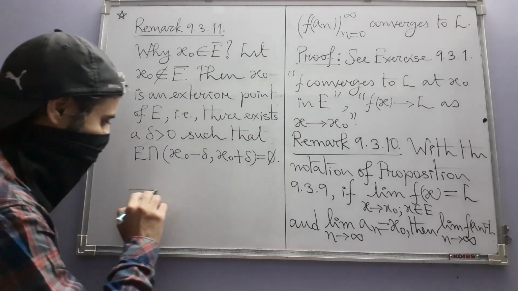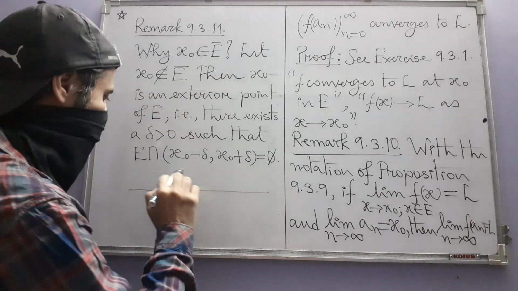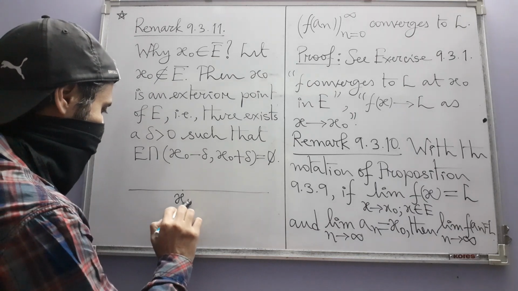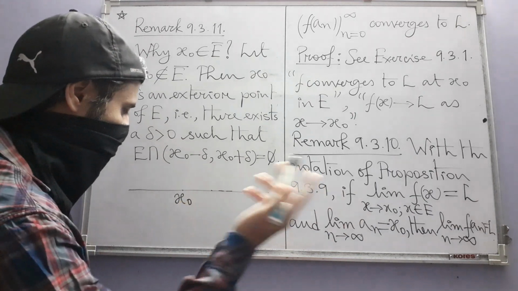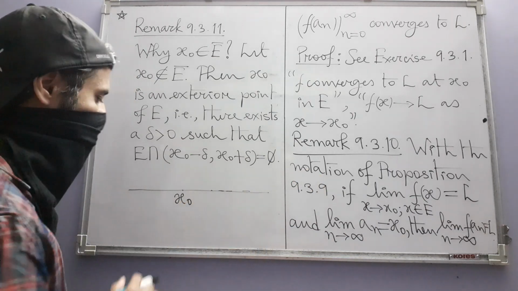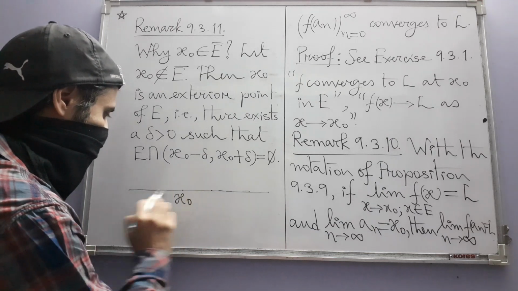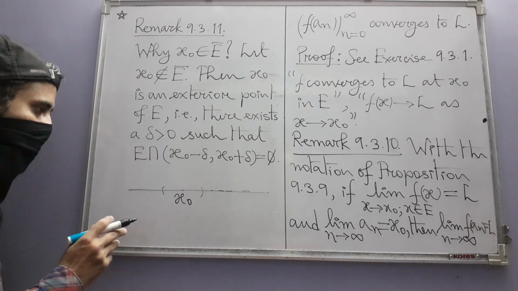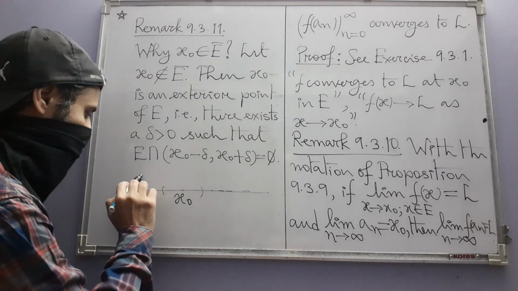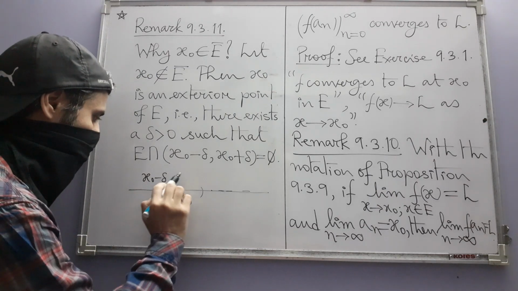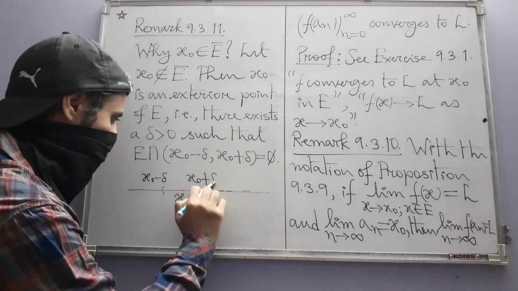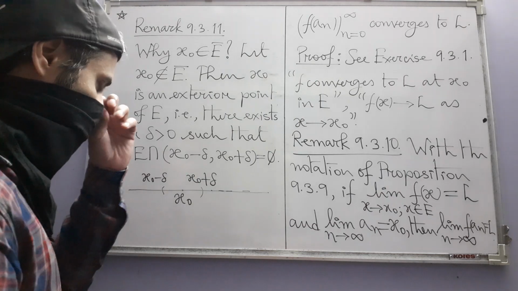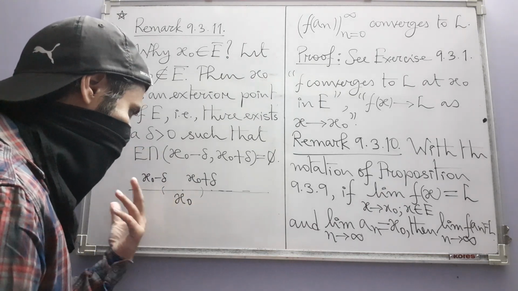If you imagine the thing on the real line, say this is your x, x naught, and E is here somewhere, say E may be on this side also. So the point here is that around x naught you would find a region which does not have anything from E. The region isolates x naught from E.